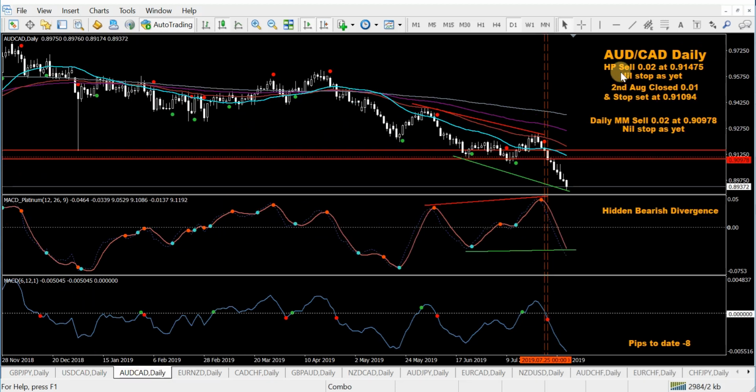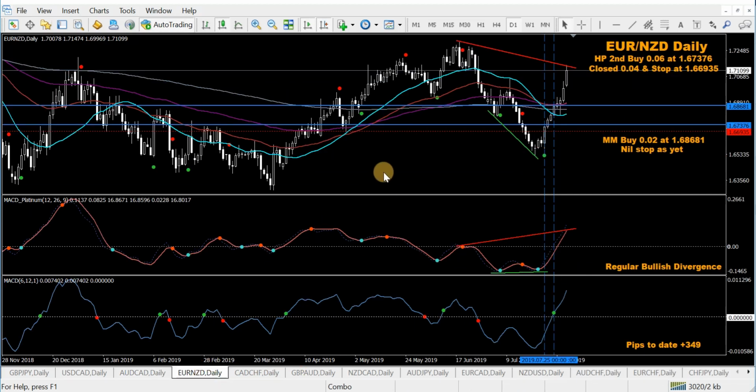AusCAD, HP sell, closed half already in a mod MACD sell. So I'm down 8 pips, but you can see that if I close all those trades now, it'd be good profit there, so no dramas. Again, draw my potential divergence levels in. So it's looking all right. Euro New Zealand, good profit to date so far. Draw my divergence lines in, looking for setups.